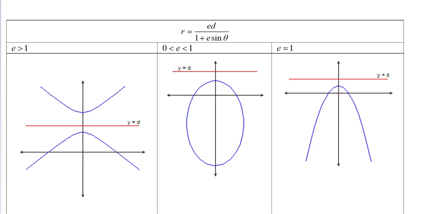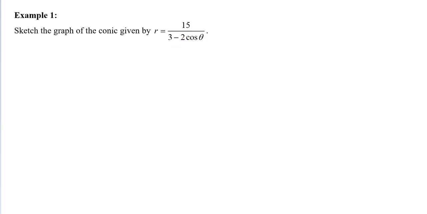So for all of these, one of the foci is at the origin, if it's an ellipse, and one of the foci is at the origin right here. And now this one, the major piece of the hyperbola, is facing downward. So now, if you have 1 plus E sine theta or 1 minus E sine theta, it's elongated along the y-axis. Now I want to do an example here.